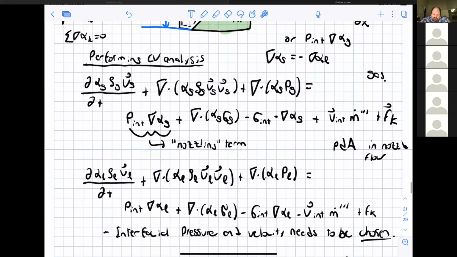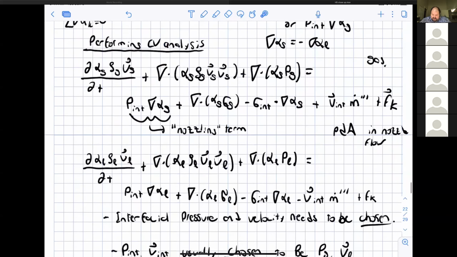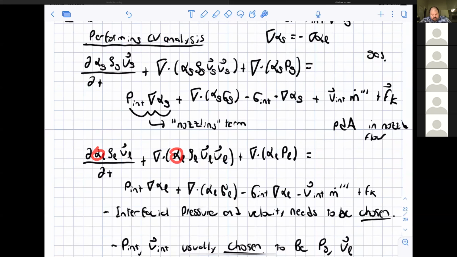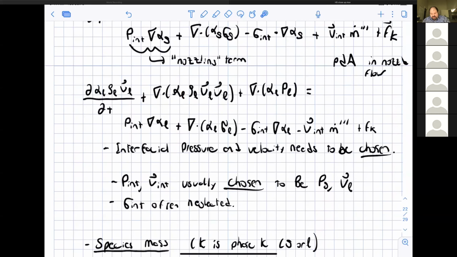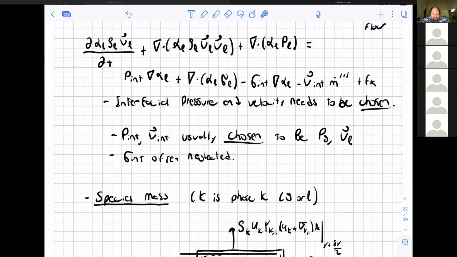Okay, so then you can do the same thing for the liquid. I'm going to skip that, but you wind up with almost the same equation, except for the subscript G's for gas now being subscript L's for liquid. And so now when you do this, the interfacial pressure and velocity need to be chosen, and quite often P-int and V-int are chosen to be the gas phase pressure and the liquid velocity. Those are very common choices.